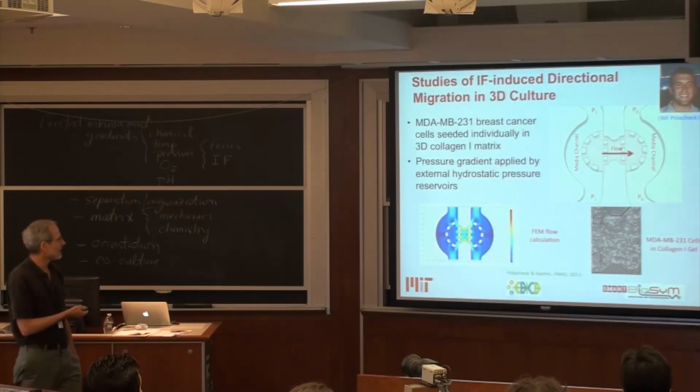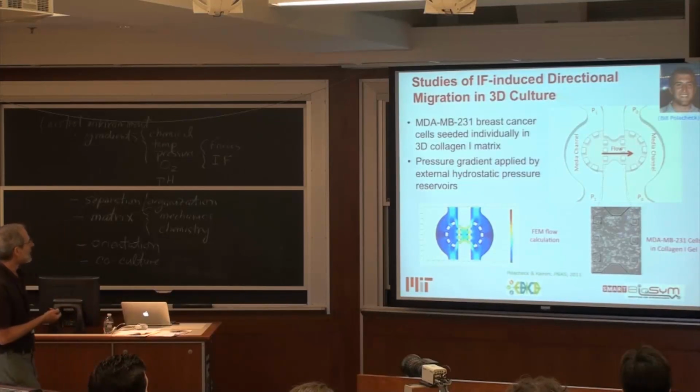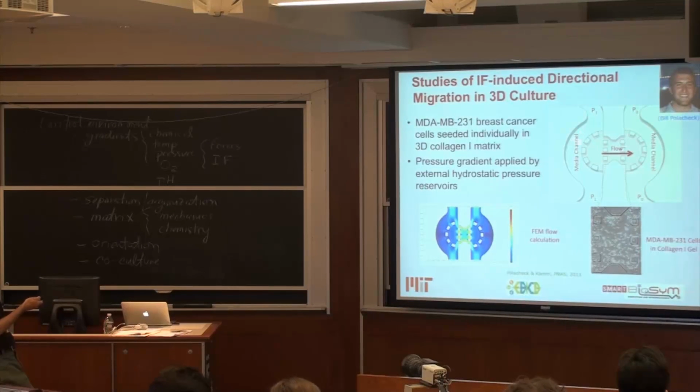Here, this is work, you recognize this guy. Bill looked at these MDA-MB-231 breast cancer cells that were seeded in the gel region. The device has a slightly different geometry, but it's the same concept, introducing a higher pressure on one side than on the other side in order to introduce a flow through the matrix. So here's a pattern of the flow velocities that were computed by a finite element model.